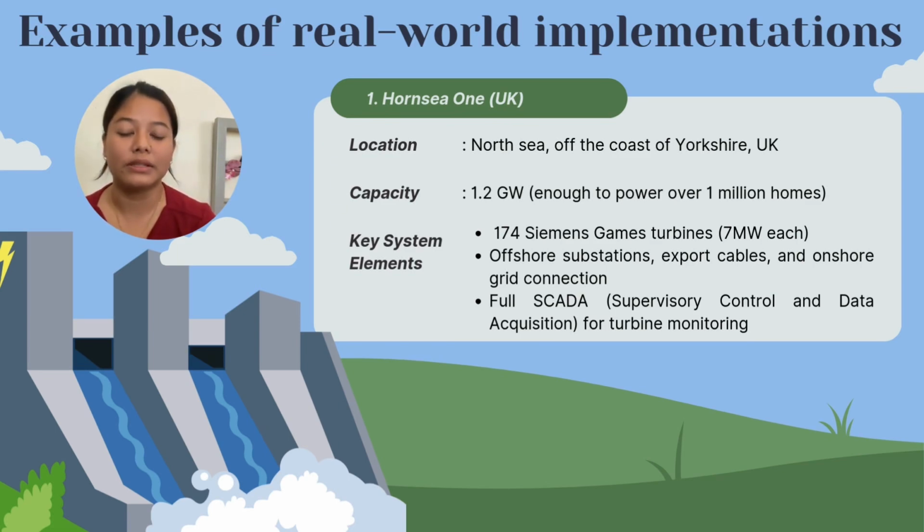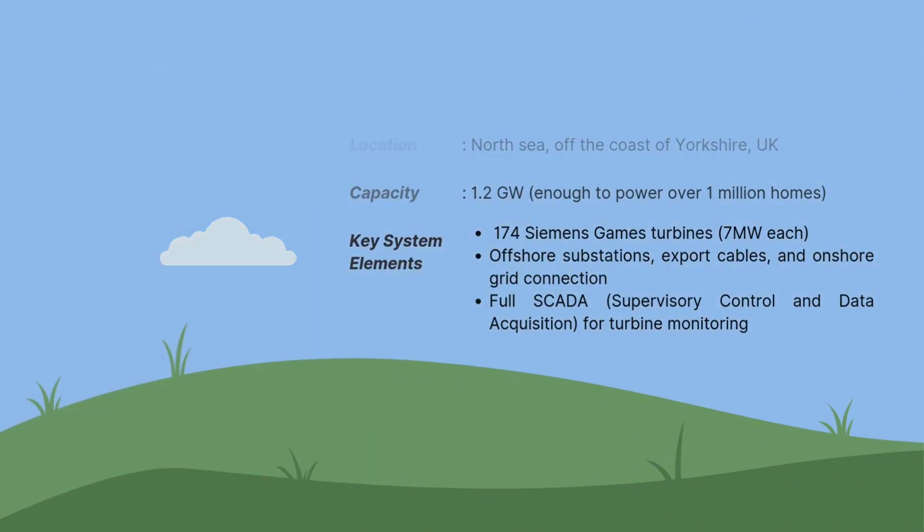What makes this system complete is that it includes offshore substations, undersea power cables, and a full monitoring and control system. The electricity is transmitted to the mainland and integrated into the national grid. This project shows how offshore wind can generate massive amounts of clean energy at a national scale.